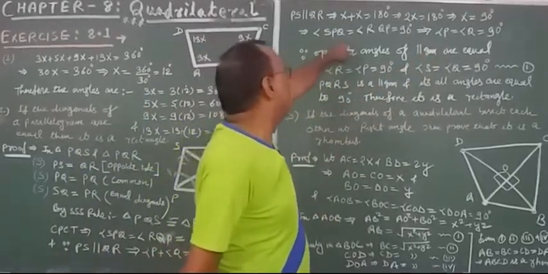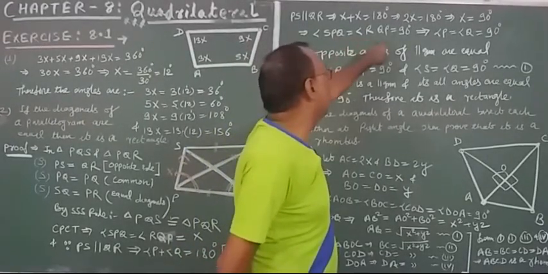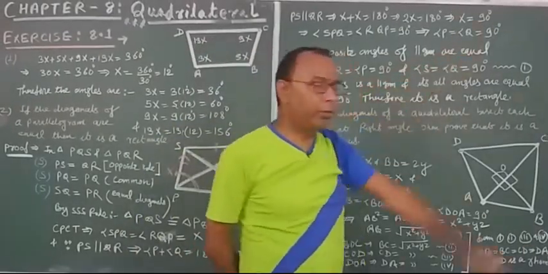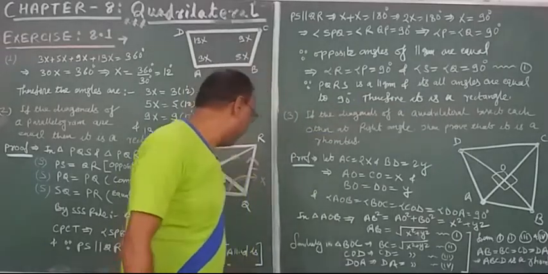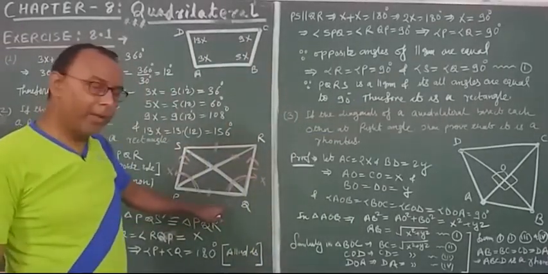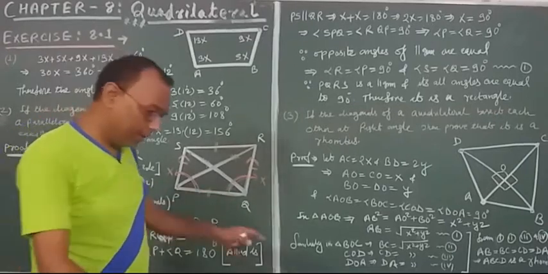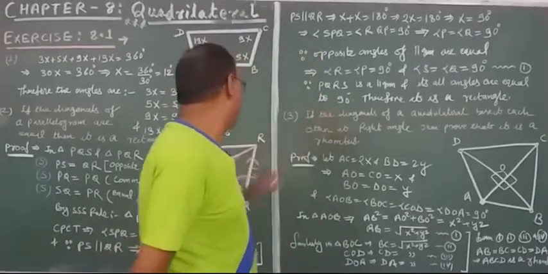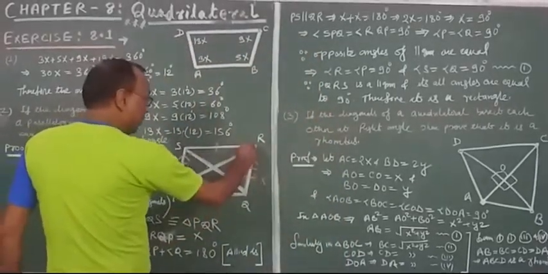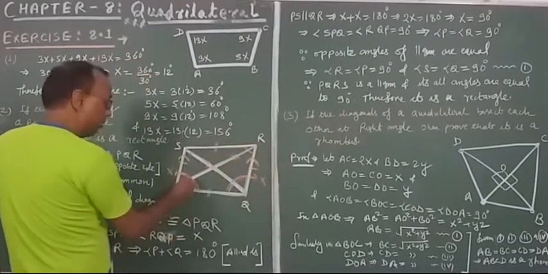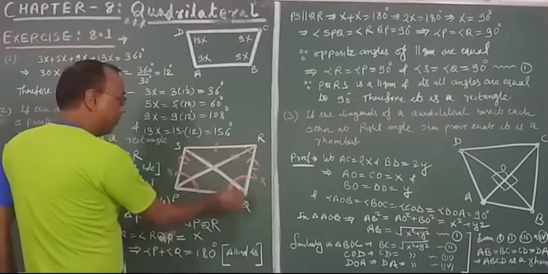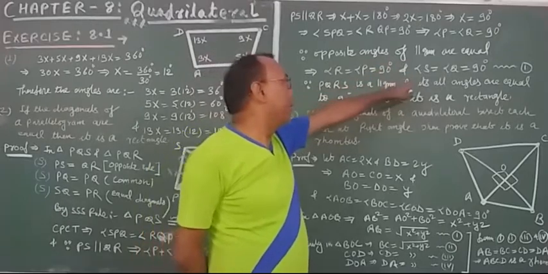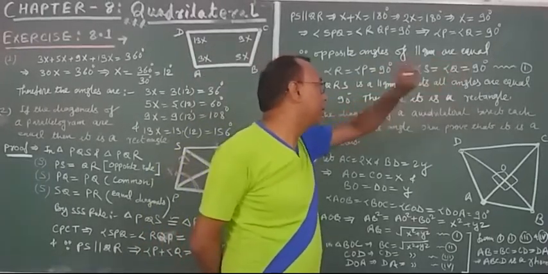Therefore angle SPQ is equal to angle RQP, which implies that angle P is equal to angle Q is equal to 90. What is the value of angle P? 90. What is the value of angle Q? 90. Again, since the opposite angles of a parallelogram are equal, angle R will be equal to angle P and angle S will be equal to angle Q. Angle R is equal to P is equal to 90 degrees and angle S is equal to angle Q is equal to 90 degrees. This is equation 1.